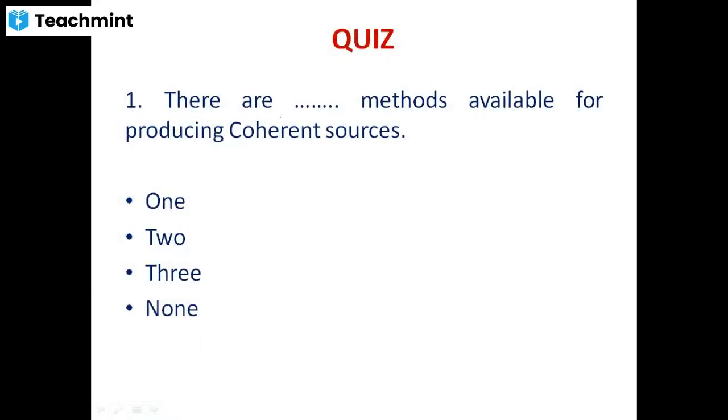There are dash methods available for producing coherent sources. How many methods are available to produce the coherent sources? What is the correct answer? How many methods are available?